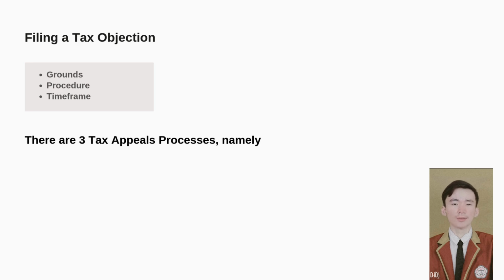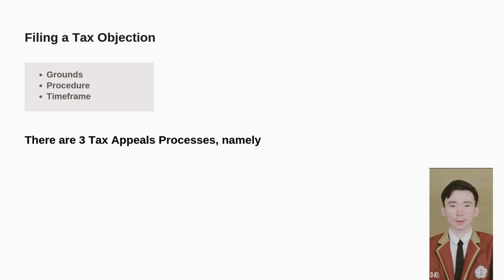2. Procedure. The objection process typically involves submitting a written objection to the tax authority, outlining the reasons for the dispute and providing supporting documentation. 3. Time frame. There are strict deadlines for filing objections, so it's essential to act promptly and consult with a tax professional to ensure the objection is properly prepared and submitted within the specified time frame.